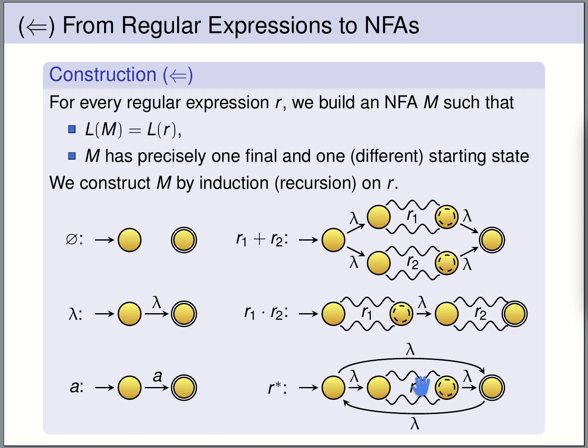Now, you may wonder, why did we add a fresh starting state and a fresh final state? Why not just take the automaton for R and add these lambda transitions from the starting state of R to the final state and back? On the next slide, we will see that the fresh starting state and the fresh final state are indeed crucial. Otherwise, we may accept words that we do not want to accept.